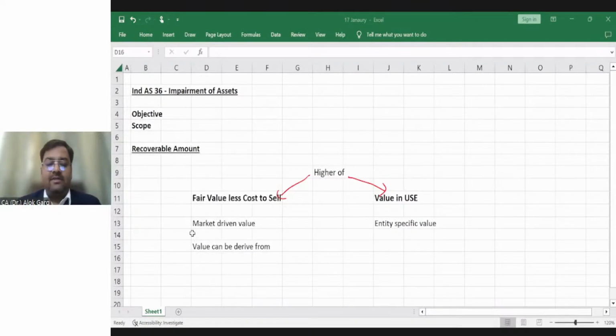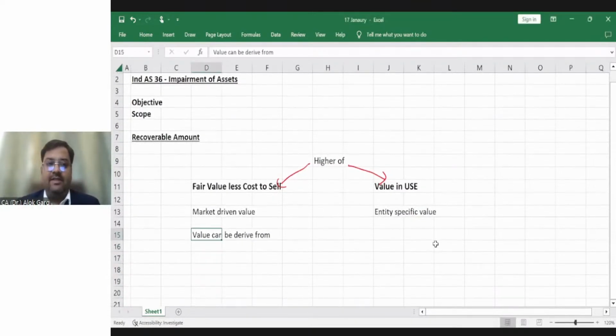So indication I will discuss, Rahul. Indication so far I have not discussed. I will discuss indication.